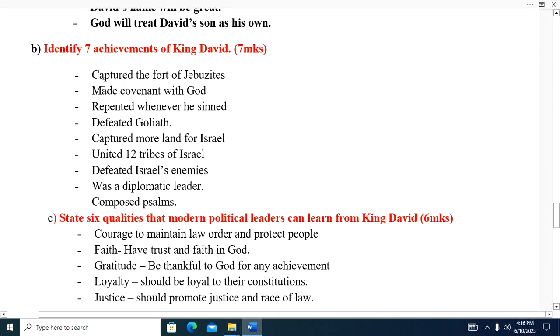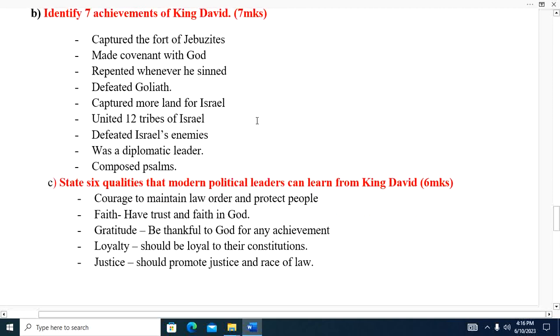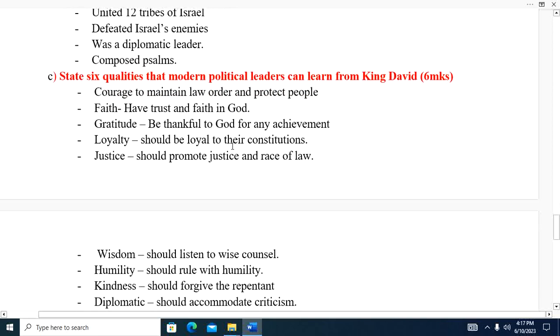7 marks. David captured the fort of the Jebusites. Number 2, David made a covenant with God. Next, he repented whenever he sinned. Next, he defeated Goliath. Next, he captured more land for Israel. Next, he united the 12 tribes of Israel. Next, he defeated Israel's enemies. Next, he was a diplomatic leader. And then the last one, he composed psalms.